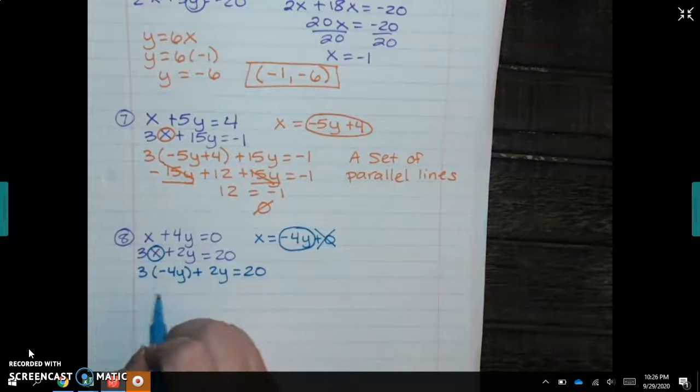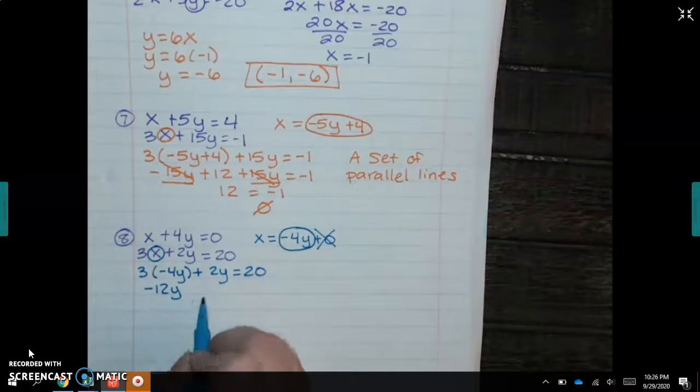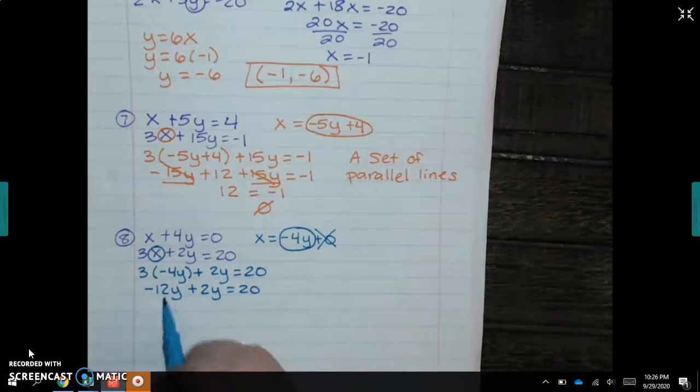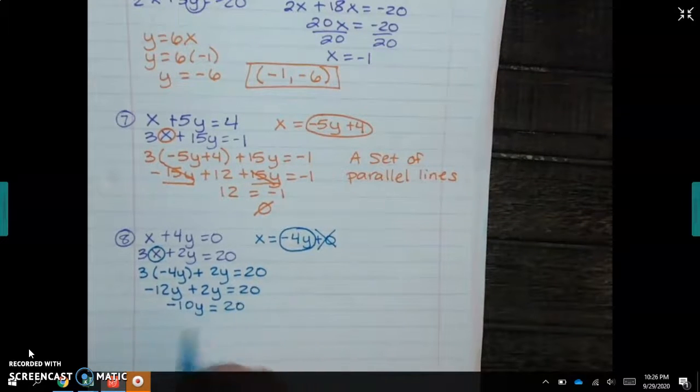3 times negative 4y will give you negative 12y. Bring down the plus 2y equals 20. Combine your like terms to give you negative 10y equals 20. Divide both sides by the coefficient to give you y equals negative 2.